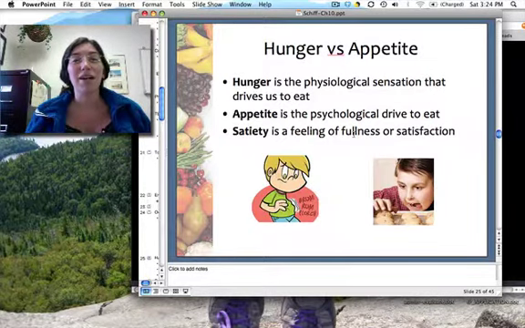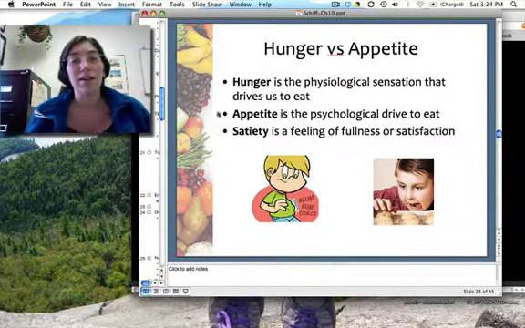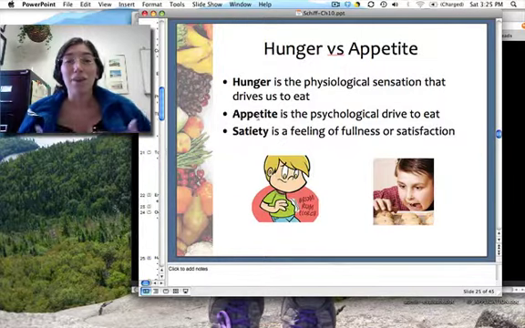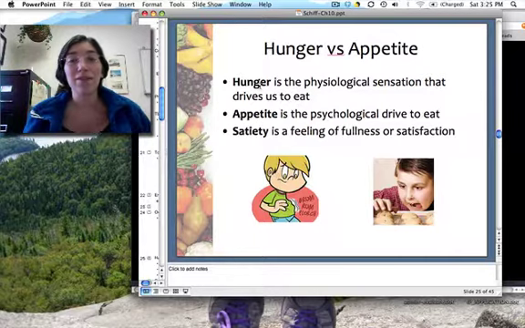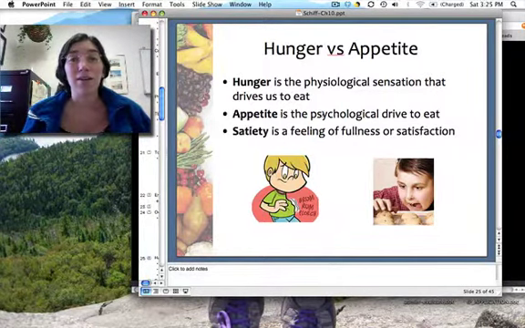So there's a lot of psychological drives to eat as well. Also, a lot of people eat because they're bored or they're stressed, and those things make them feel hungry, but it's not true physical hunger, it's appetite, it's psychological hunger, okay? So both of these things contribute to our pursuit of food, and both can contribute to obesity, not just hunger, but also appetite, especially with all the different cues that we are subjected to in our society.